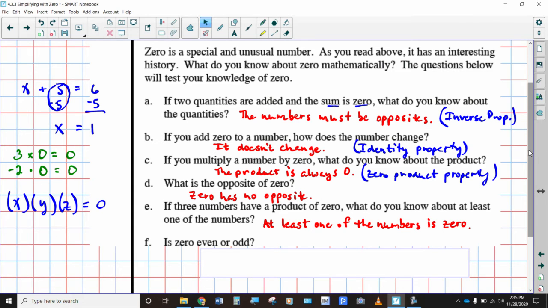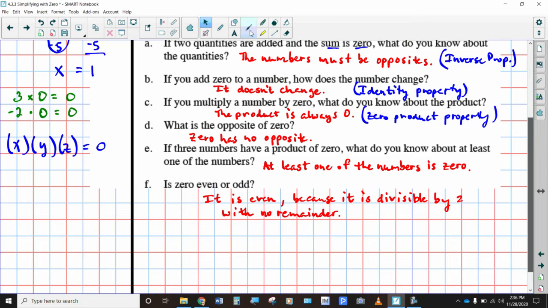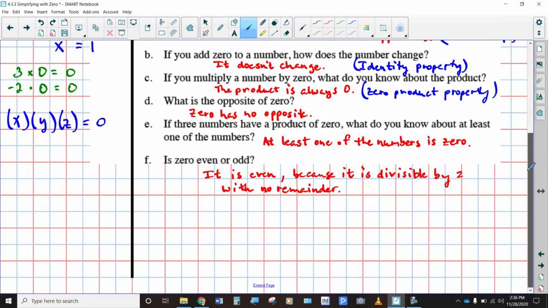And then the last question, is 0 even or is it odd? Some people's most common wrong answer is that it's neither even nor odd, but really it's an even number, because the definition of an even number is if you take that number and you divide it by 2, you'll get 0 for a remainder. Odd numbers always have 1 for a remainder.